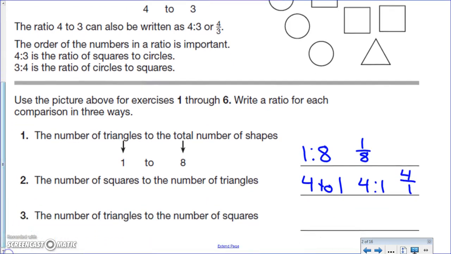For 3, we have the number of triangles to the number of squares. So in this case, we're reversing the ratio we just did above. So we know there's 1 triangle and 4 squares, so we're going to write it in all 3 ways.